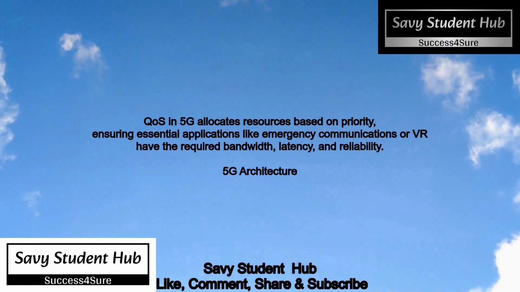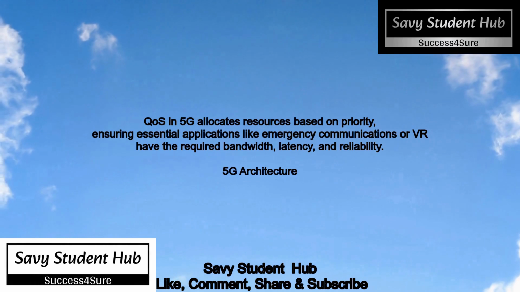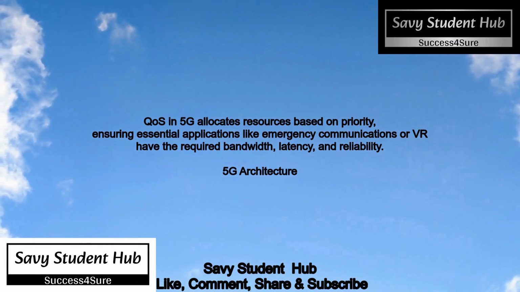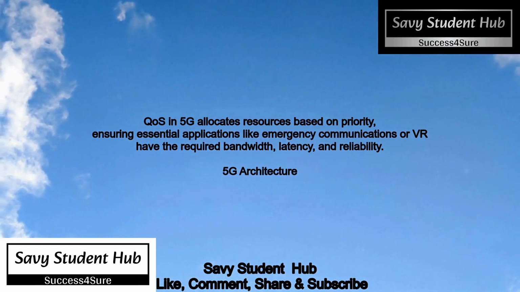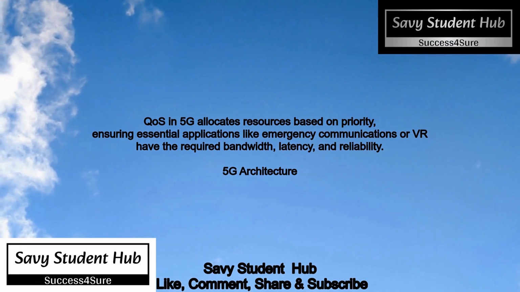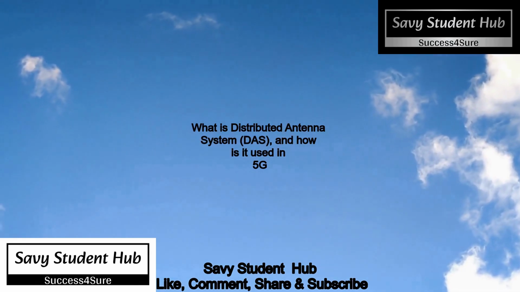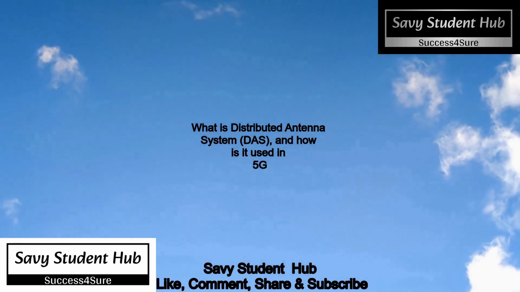QoS in 5G allocates resources based on priority, ensuring essential applications like emergency communications or VR have the required bandwidth, latency, and reliability. What is Distributed Antenna System, DAS, and how is it used in 5G?